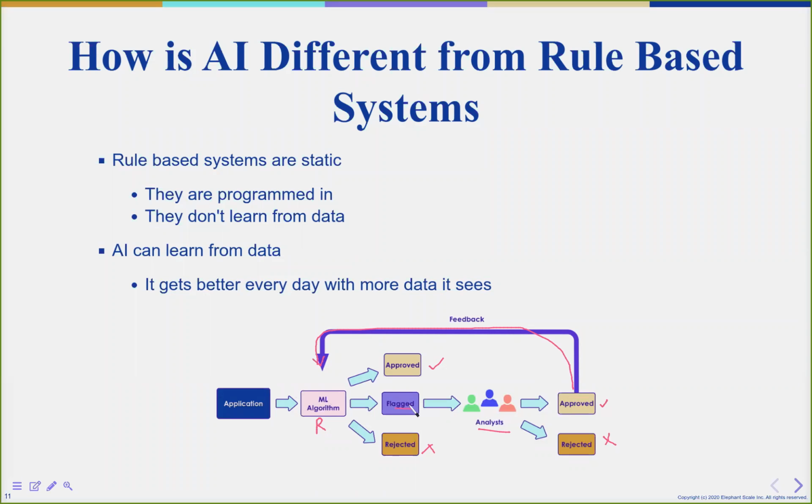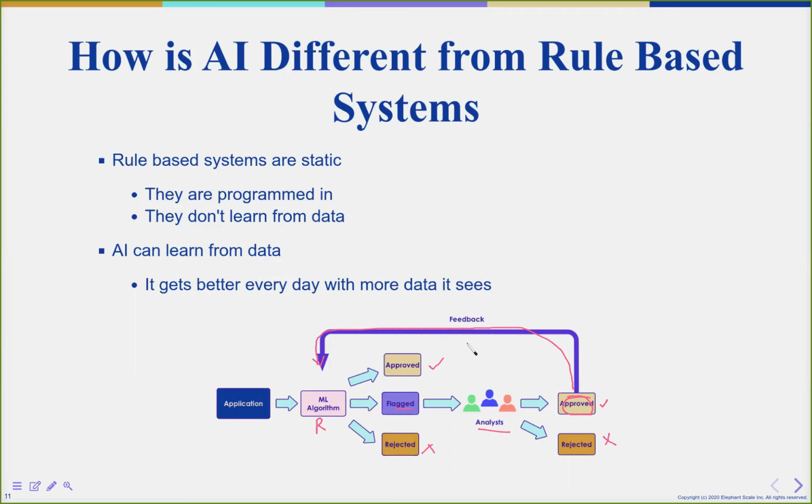But now it has learned. It says, if an application comes in like this, I know what the final decision is. Let's say it was approved. From that point, the algorithm learned that if I see a similar application in the future, I'm not going to flag it, I'm just going to approve it, because now I've learned. As you can imagine, an AI algorithm keeps learning. I have the feedback, and this is called a feedback loop. As you provide feedback, the algorithm keeps learning and gets better and better every day. And this is how it differs from a rule-based engine, because rule-based engines don't adapt.